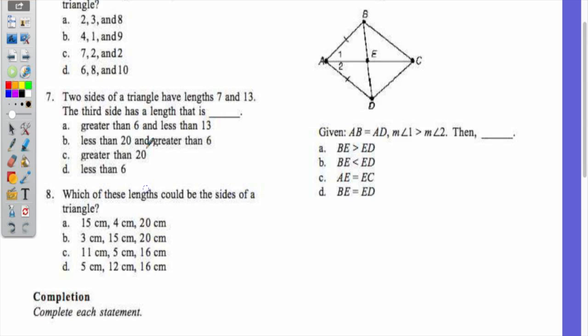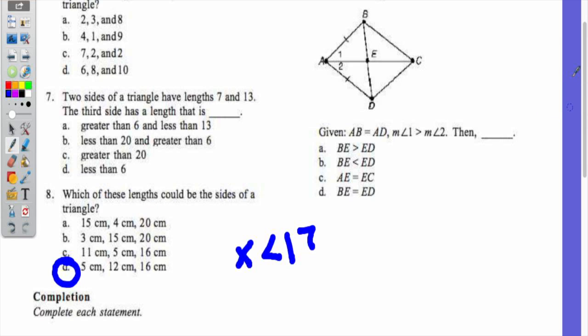Which of these side lengths could be a triangle? So 4 and 15 are the smallest. That's 19. It can't be 20. 3 plus 15 are the two smallest. That makes 18. 20 is too large. 5 plus 11 is 16. But you need something less than 16. 16 is not less than 16, so it can't be C. Your answer is D. 5 plus 12 means the side has to be less than 17.